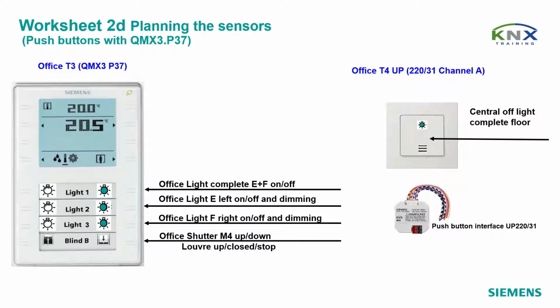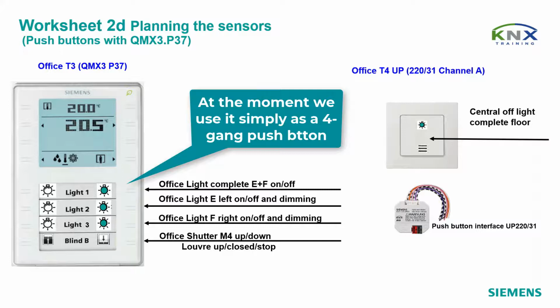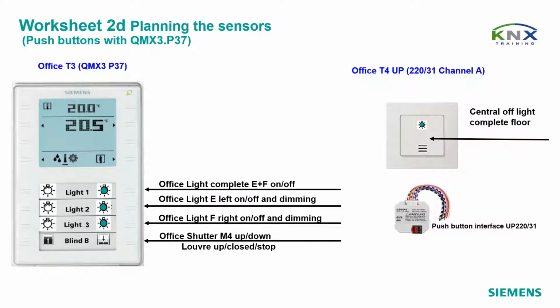Planning the sensors. Push buttons with QMX3.P37. Here we get the new hardware for the office room, the room control unit QMX3.P37, which is used for the moment just as a 4-rocker push button, and the push button interface UP220/31, where we will use the input channel A to adapt a standard push button to the KNX bus. This standard push button is designated to control all lights on the floor as central off.